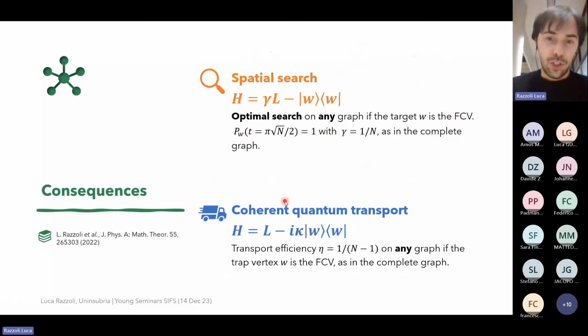Similarly, if we consider the coherent quantum transport, then all the graphs where the vertex is the fully connected vertex inherit the result we know for the complete graph, so a transport efficiency which is 1 over the number of vertices minus 1.